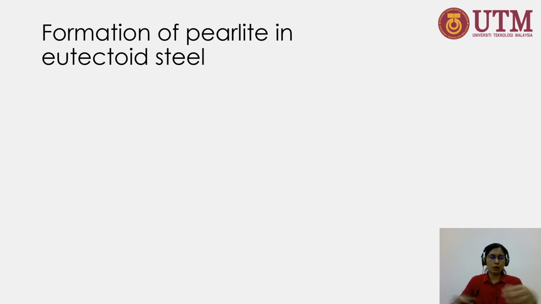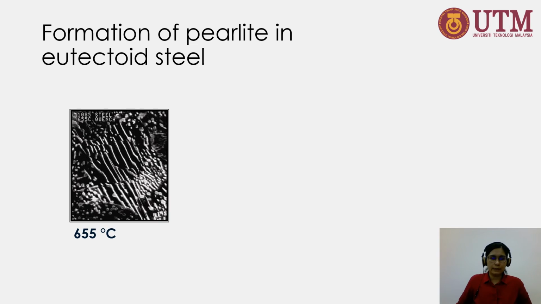So depending on the transformation temperature that you choose, the pearlite can be coarse grain size or fine grain size. So at a lower temperature, you would expect that the pearlite will be in a fine grain microstructure. At a higher temperature, it will be in a coarse grain size microstructure. This is again because of the diffusion of atoms.